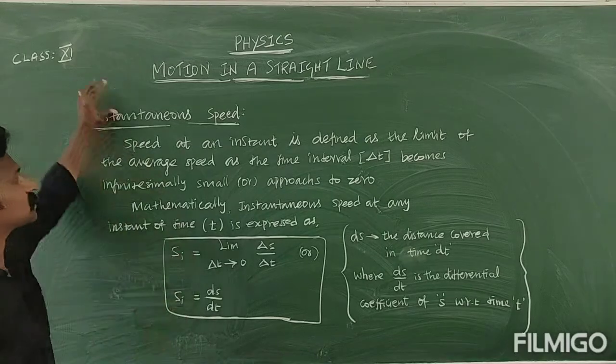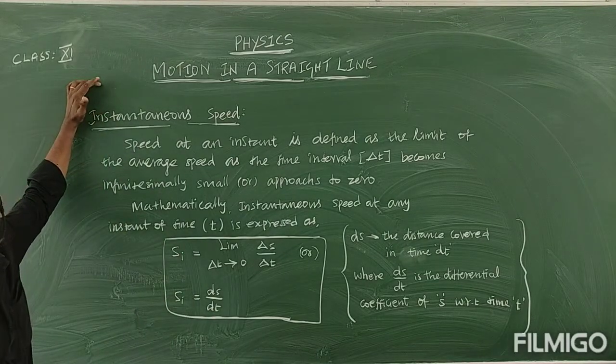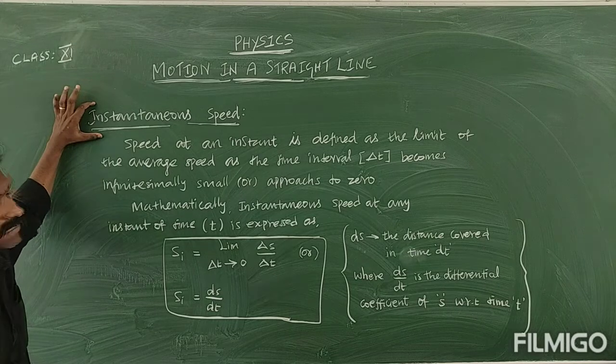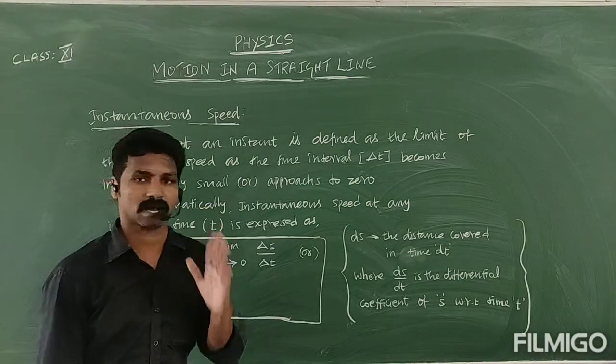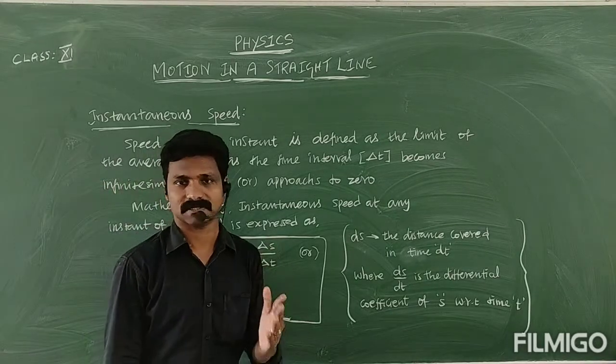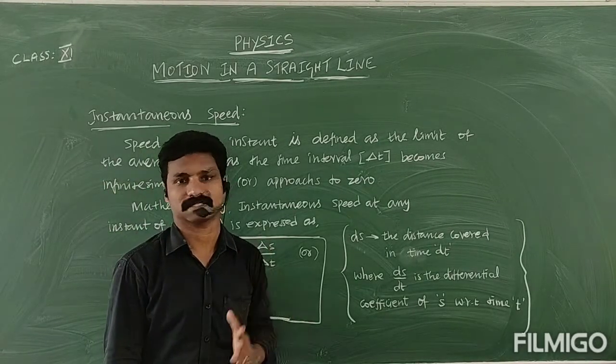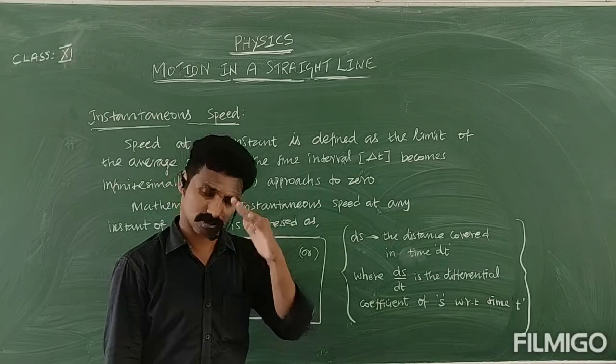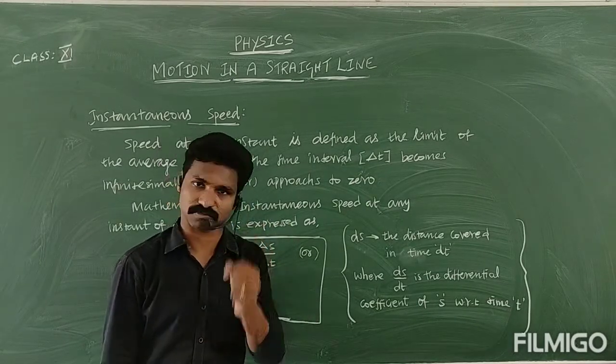Dear students, see the next topic in the 11th standard Motion in a Straight Line chapter. The next topic is instantaneous speed. You know average speed initially. Average speed means total distance covered divided by total time taken. So that is average speed.